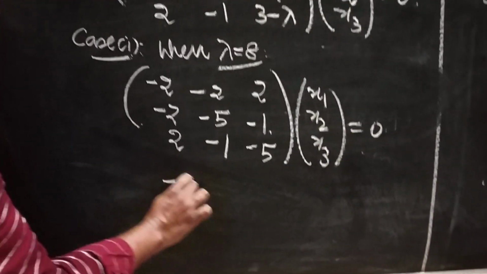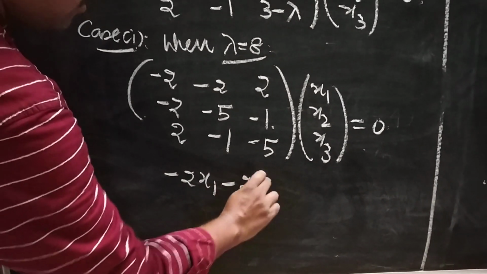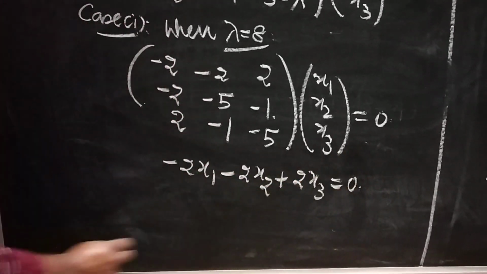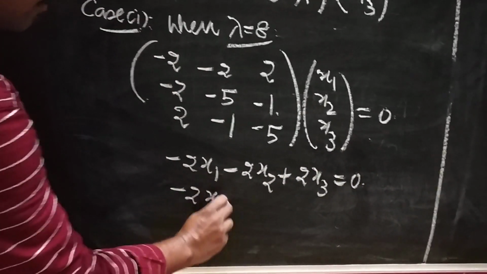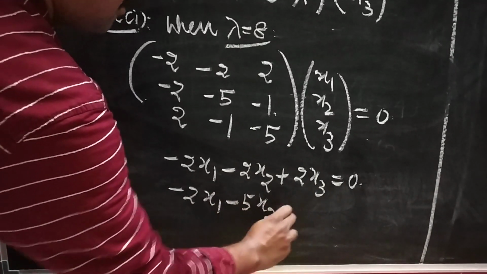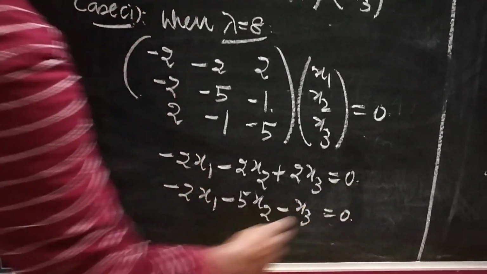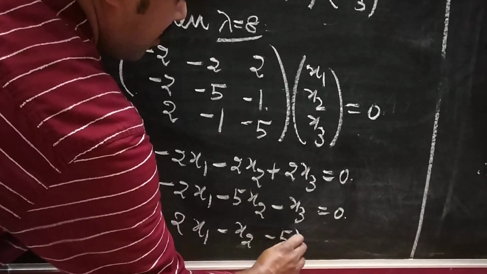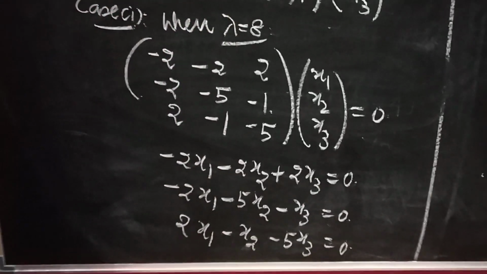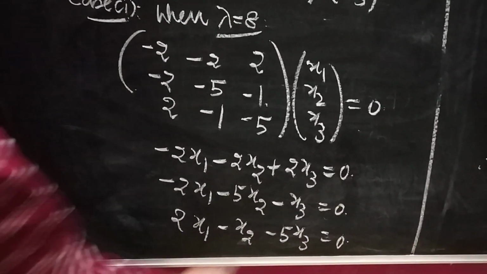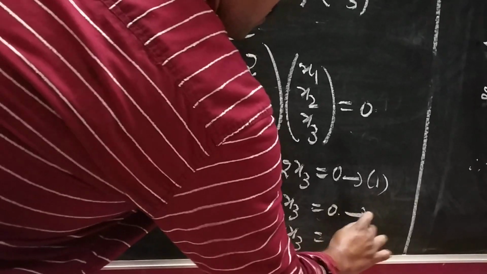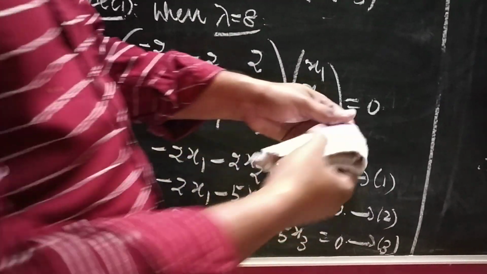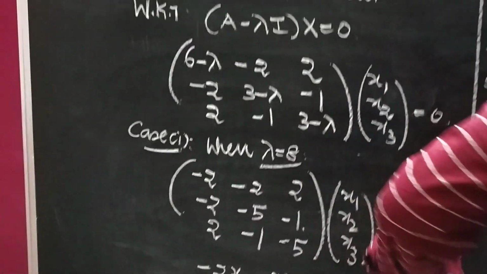The first equation is minus 2x1 minus 2x2 plus 2x3 equal to 0. The second equation is minus 2x1 minus 5x2 minus x3 equal to 0. The third equation is 2x1 minus x2 minus 5x3 equal to 0. All the 3 equations are different, so consider any 2 and solve by the cross multiplication rule.